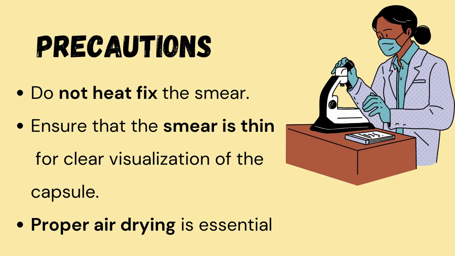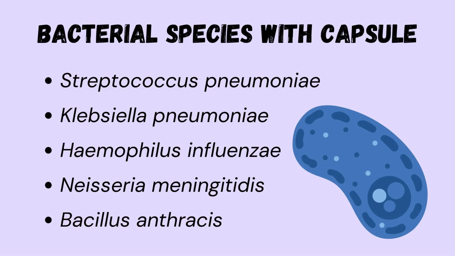Precautions. Do not heat fix the smear. This could cause the capsule to shrink or distort, leading to inaccurate results. Ensure that the smear is thin. This is important for clear visualization of the capsule, as a thick smear can make it difficult to see the capsule. Proper air drying is essential. Rushing the drying process, for example using heat, can lead to distortion of the capsule.